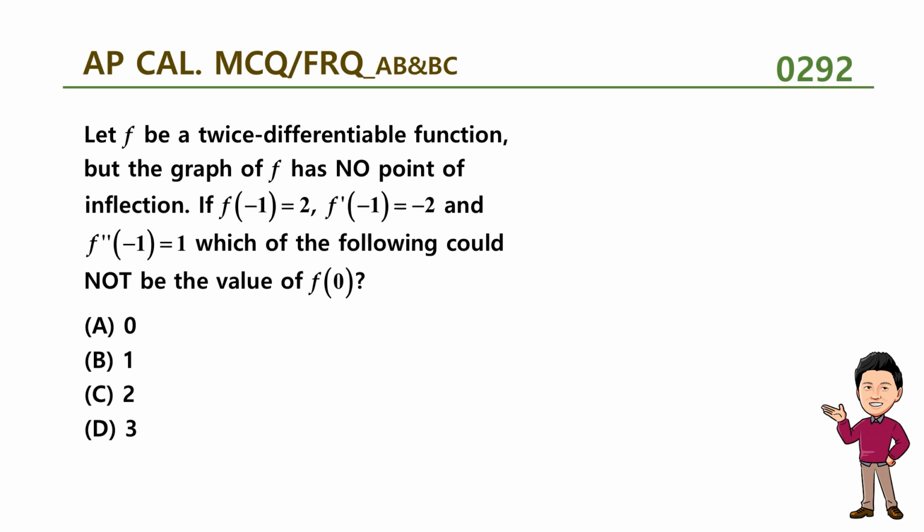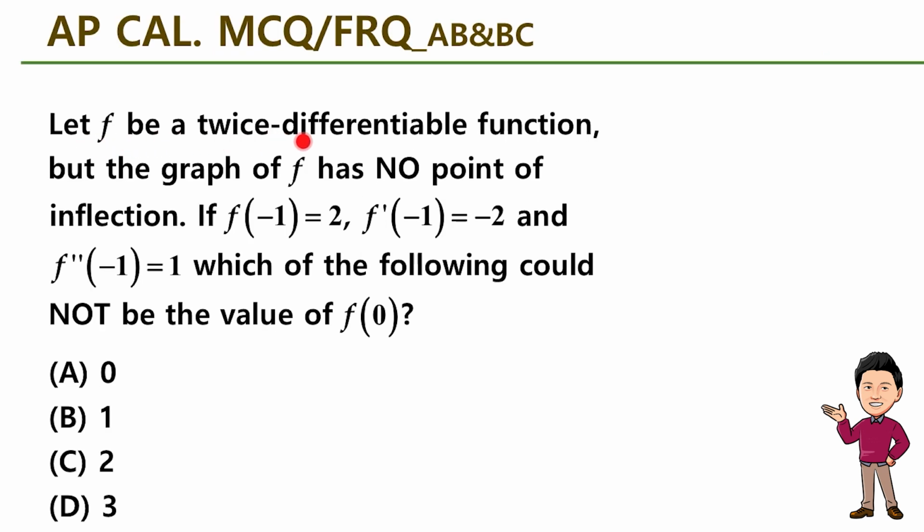Question 292. Let f be a twice differentiable function, but the graph of f has no point of inflection. If f of -1 is equal to f prime -1 is equal to -2, and f double prime -1 is equal to 1, which of the following could not be the value of f of 0?